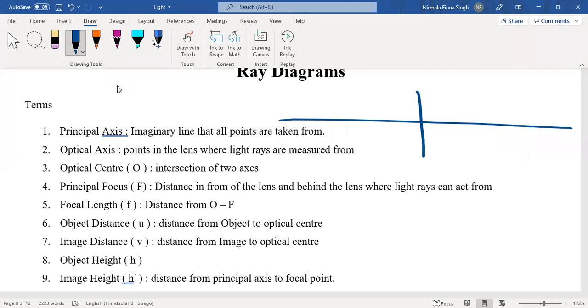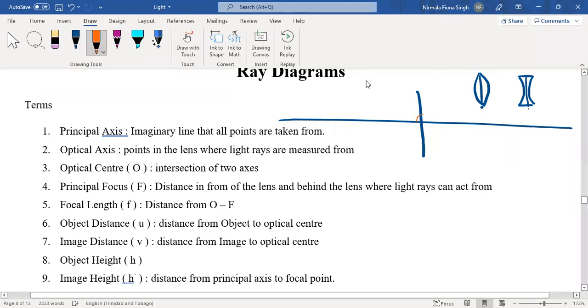this is the middle of your lens. If you were to take a convergent lens or a divergent lens, this line represents the middle of either lens. And this is the point where we take our measurements from. It's just a reference line to know where you are measuring to and from. Optical center is the intersection of these two axes. So this will be your optical center. These are where those two lines meet. It's indicated by an O.